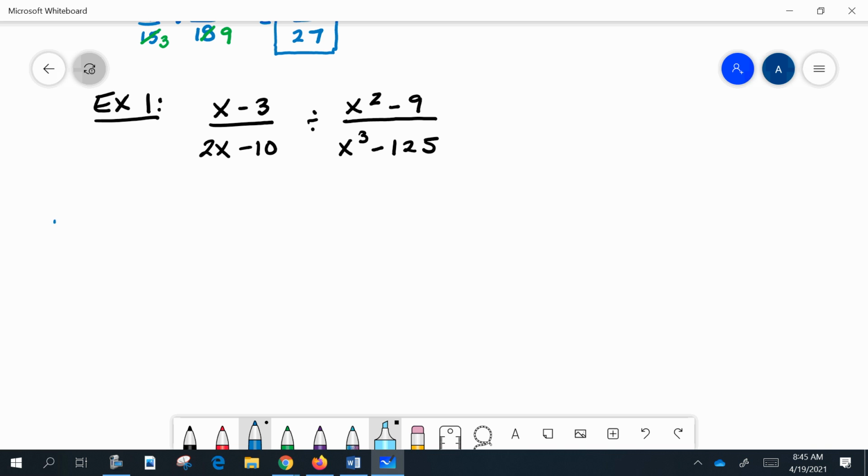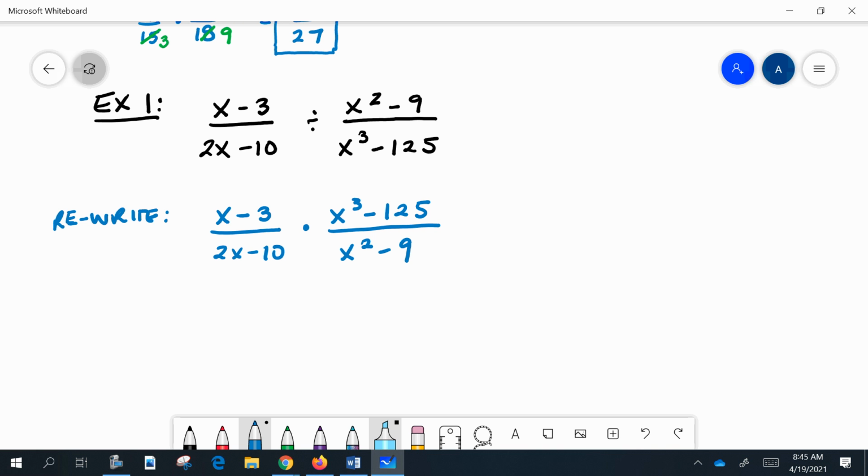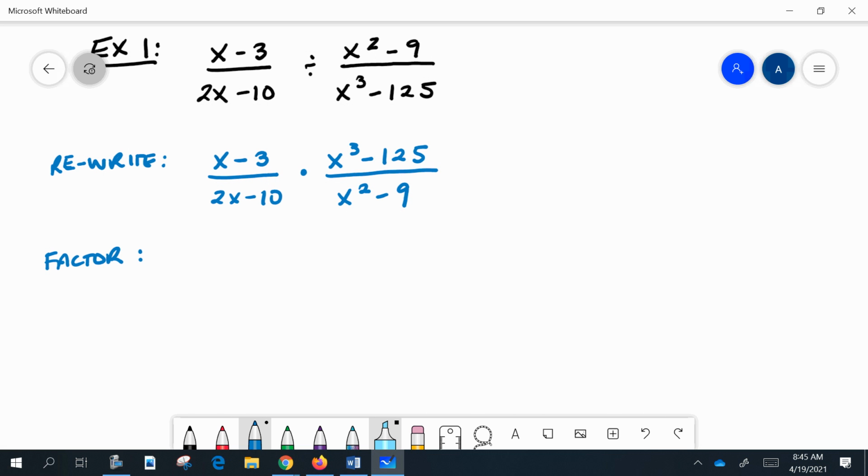Let's first rewrite. When we rewrite this, we multiply by the reciprocal. So this is x minus 3 divided by 2x minus 10, and we're going to multiply by the reciprocal, so let's flip this fraction right here, divided by x squared minus 9. Now to simplify before we multiply these fractions together, we want to do a little bit of cross simplifying, and we do that by factoring. So x minus 3 is already factored. Now this 2x minus 10, we can take out a greatest common factor. If I factor out a 2, the result will be x minus 5.